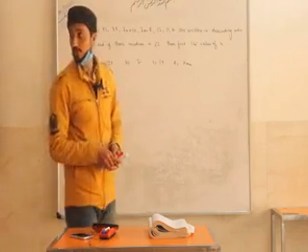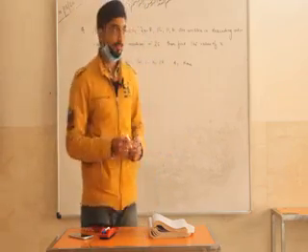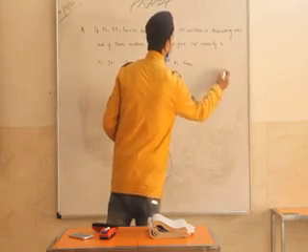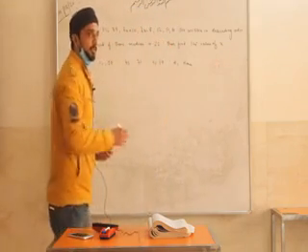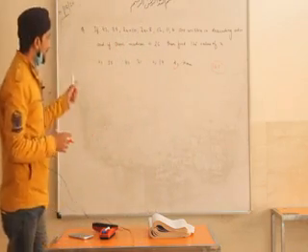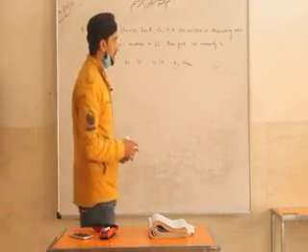What is coming for you? 16.5. Okay, 16.5 is coming, and you also tell your answer. Correct? So the answer is none. In this option, A, B, C is not there, so the answer is none.